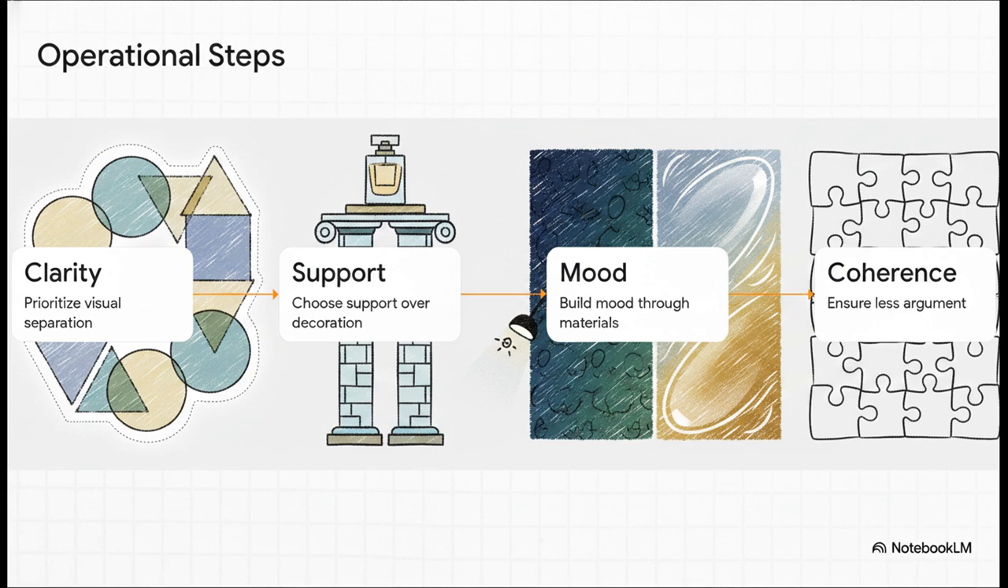1. Always prioritize clarity and visual separation. 2. Choose support over mere decoration. 3. Build your mood through the actual physics of your materials. Remember, matte versus glossy. And 4. Ensure absolute coherence so your frame has less argument and 0 mixed signals.